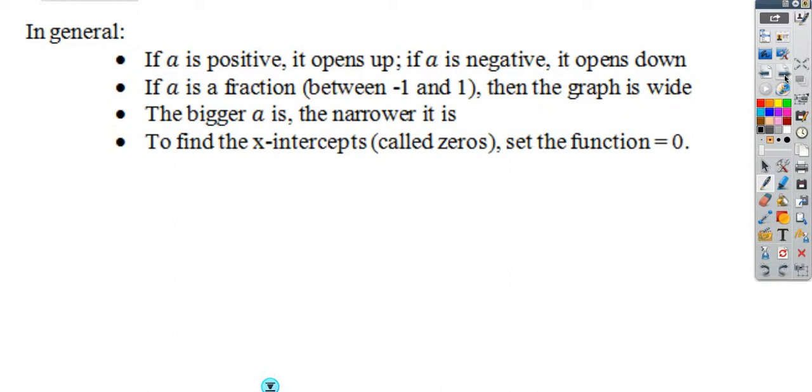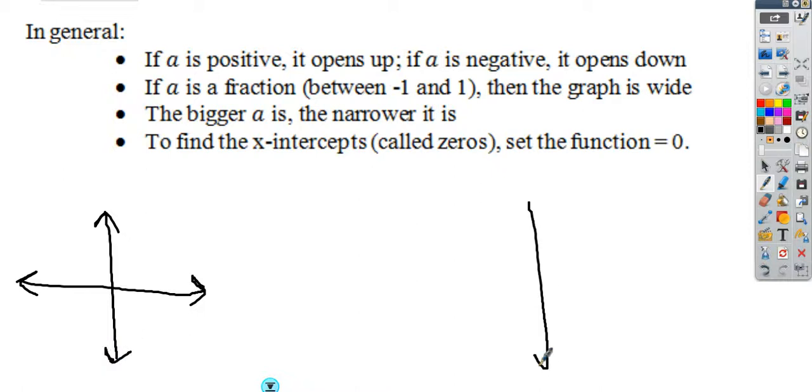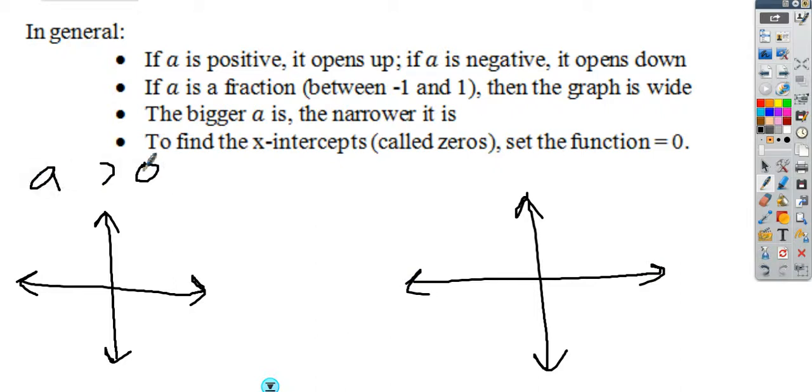Alright, in general, okay, there's a few things that we need to remember while we do quadratics. If a is positive, which we talked about earlier, we know that the graph opens upward. So what I want you to see is that if I draw an x and a y axis, and I'm going to draw two because I'm going to need another one in a minute. Up here we're going to have a greater than 0, and over here we're going to have a less than 0. And I want you to see what happens.